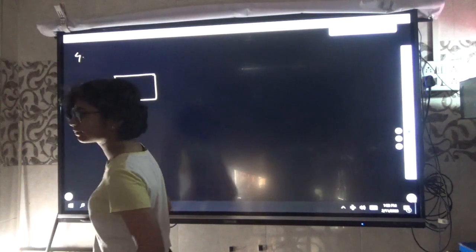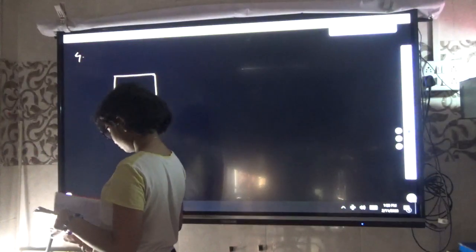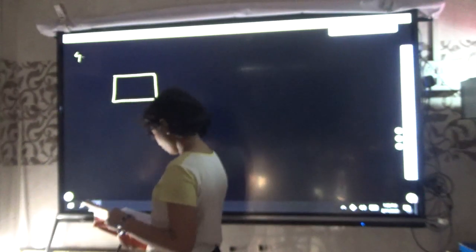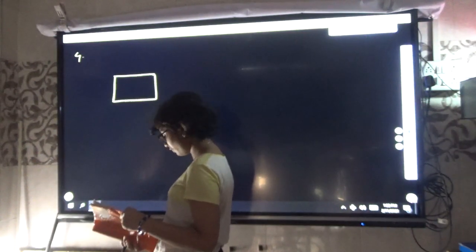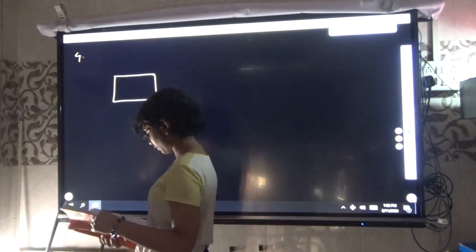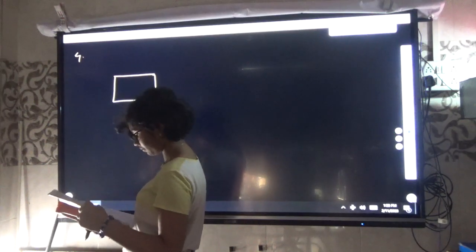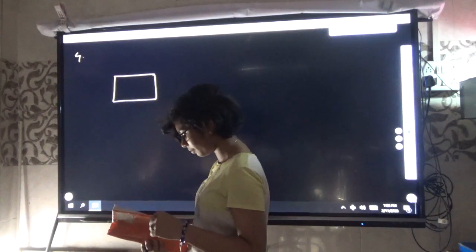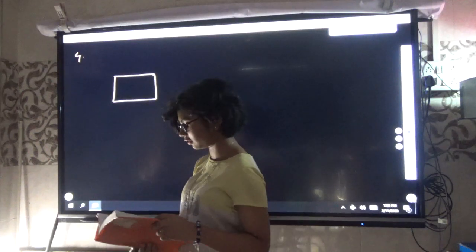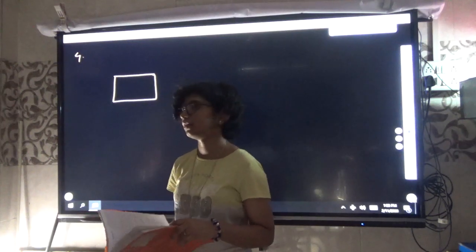This is a rectangle, and it's 50 meters long. 50 meters long means the perimeter of the rectangle is 50 meters, or the length of the rectangle is 50 meters. You read the entire sum first. The cost of leveling the plot at 12.50 rupees per meter square is 20,000. First, find the area of the plot. Second, the breadth of the plot. Third, the perimeter of the plot.